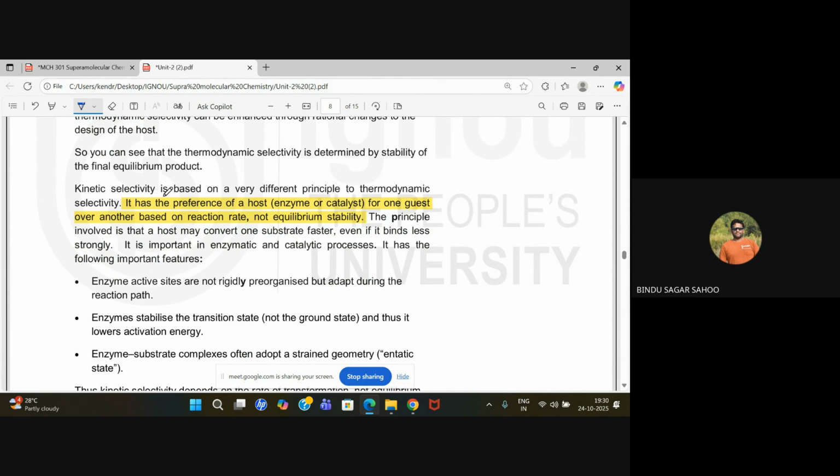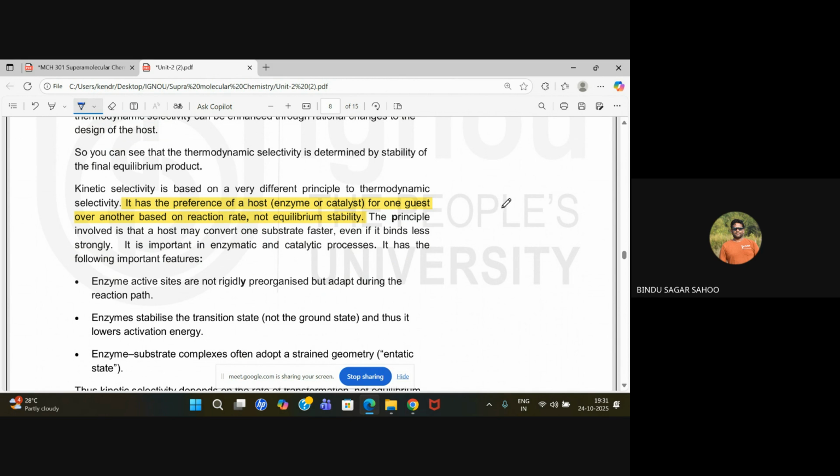It is determined by the activation energy. So for thermodynamic selectivity, the basic parameter is the equilibrium constant, and it gives the free energy. But for kinetic selectivity, the basic parameter is the activation energy. From the activation energy value, we can calculate which one's kinetic stability will be better and which one's will be less. So this principle involved in a host may convert one substrate faster even if it binds less strongly.